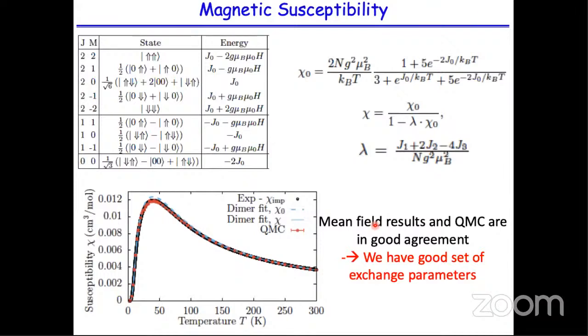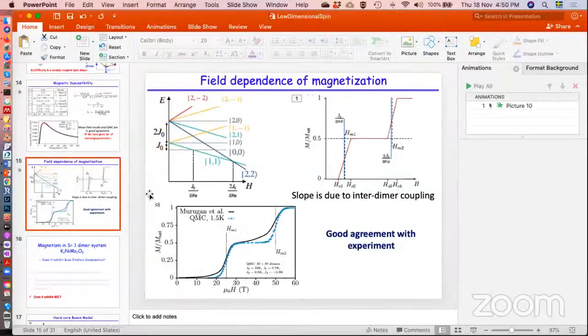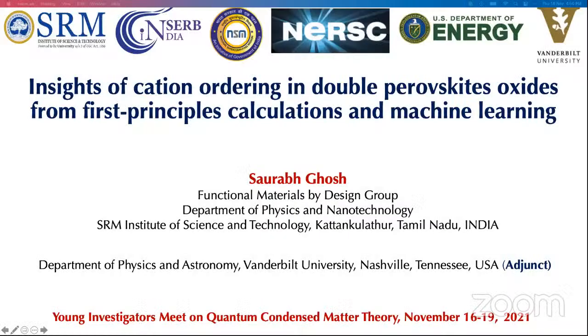So let's thank Sharup again for an excellent talk and move to the last talk of the session and the day by Saurabh Ghosh. Saurabh is at SRM Institute, and he will be talking about cation order magnetic perovskite oxides. So Saurabh, please go ahead, and I will give you a notice around 20-21 minutes.